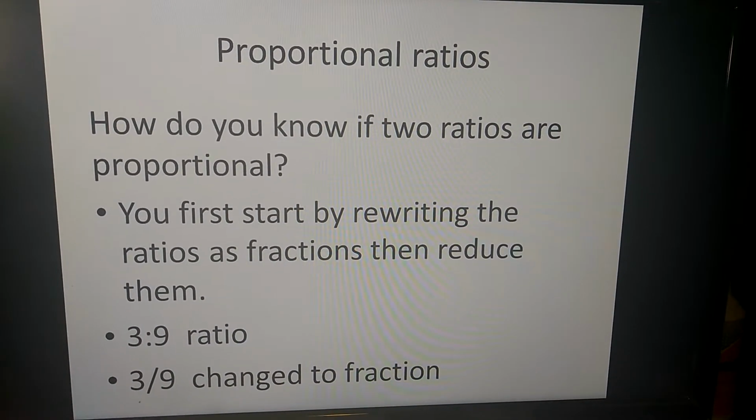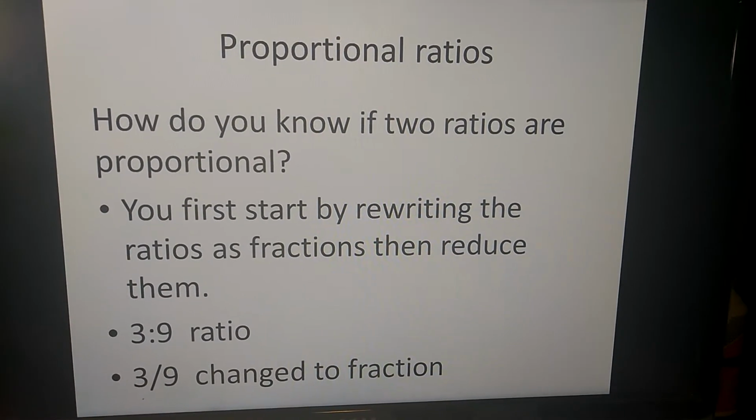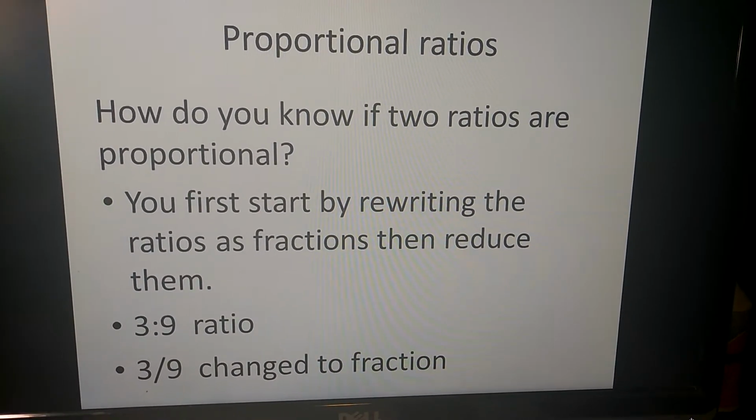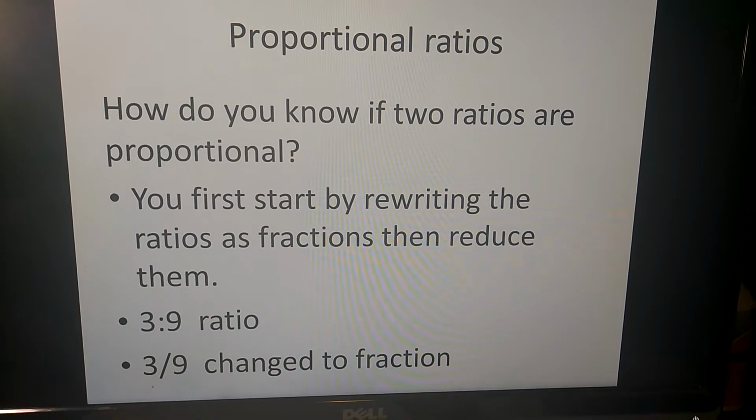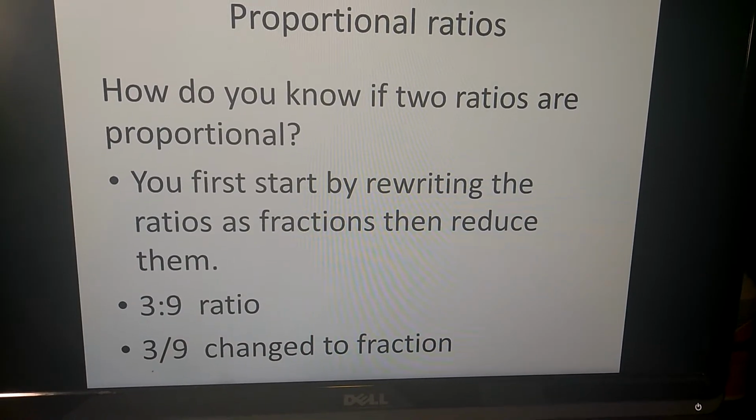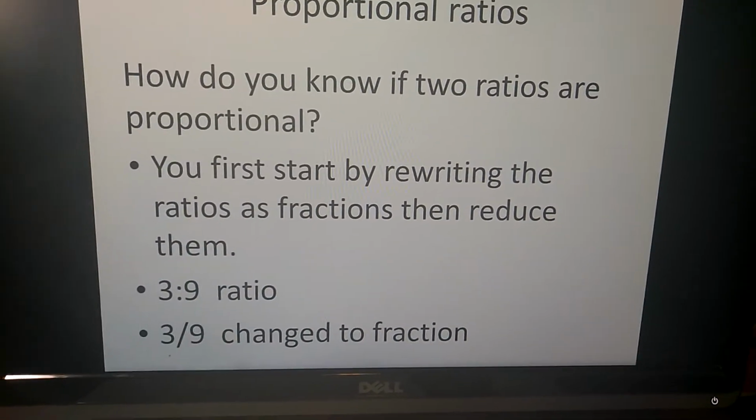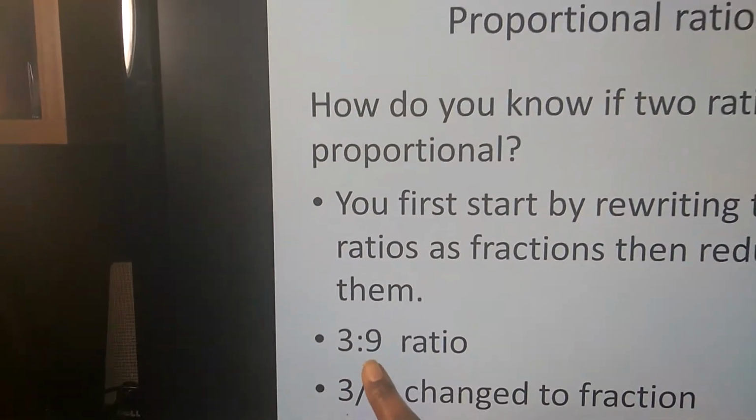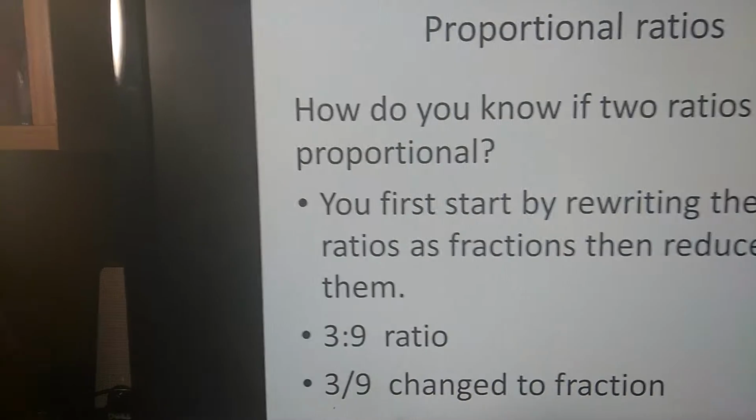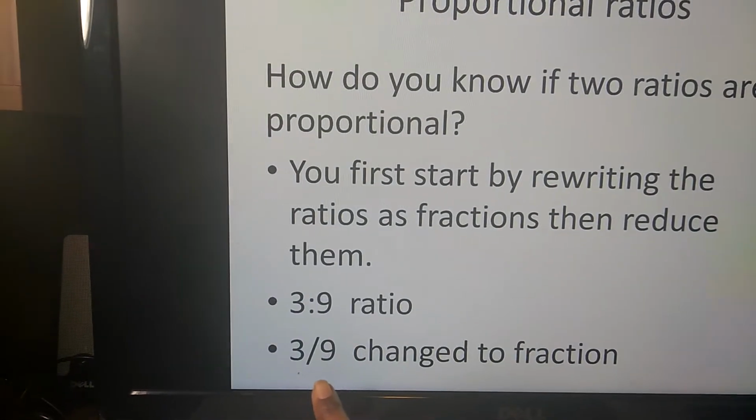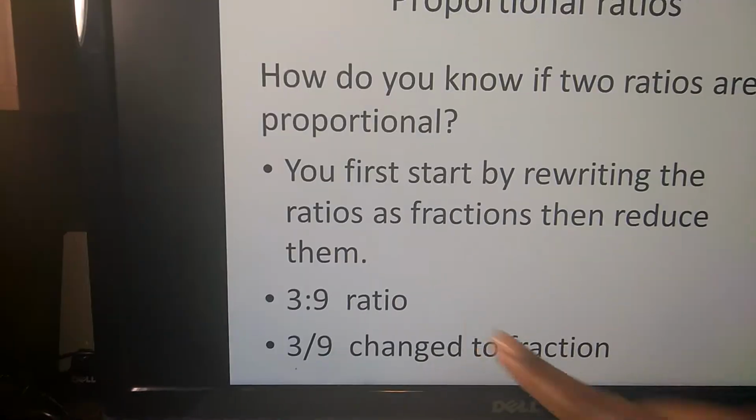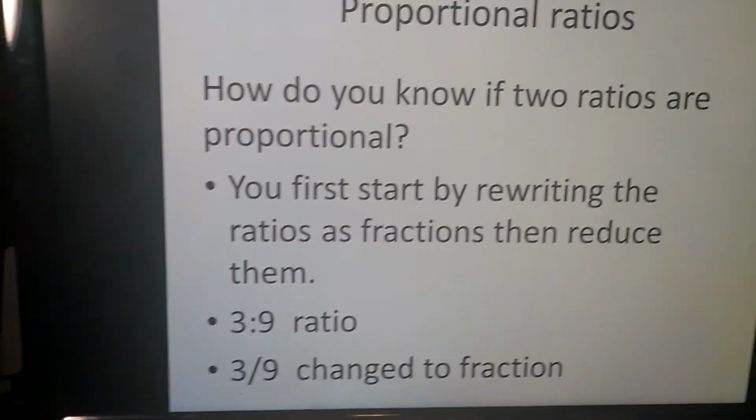So, today we're going to focus on proportional ratios. With proportional ratios, how do you know if two ratios are proportional? You first start by rewriting the ratio as a fraction, then reduce it if needed. So, the ratio 3, 9, if it's written as a fraction, would be 3 over 9. So ratio, then change to a fraction.